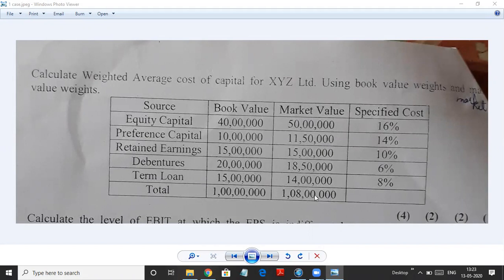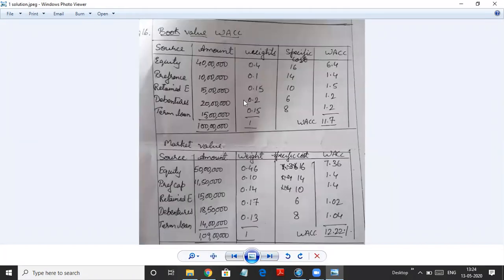So the market value is 1 crore 8 lakh, and these are the cost of equity, cost of preference, retained earnings, debt, and term loan. These we learned how to calculate individually: KD, KP, KE. Here they have given the cost values directly. We need not calculate. They have asked us to calculate the weighted average cost of capital. So the weighted average cost of capital can be calculated with this format.